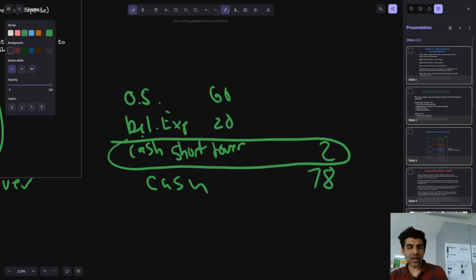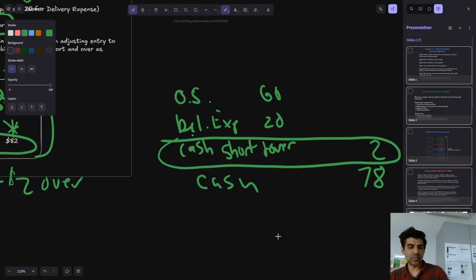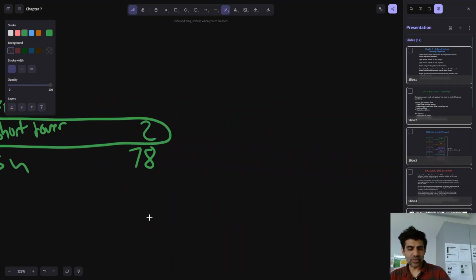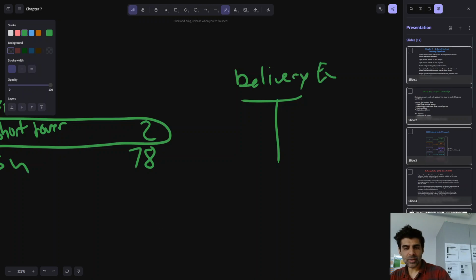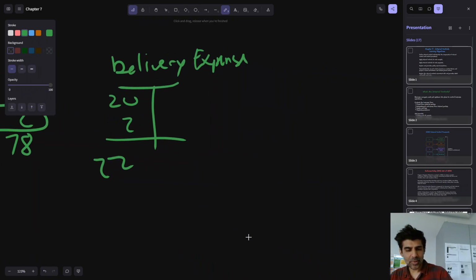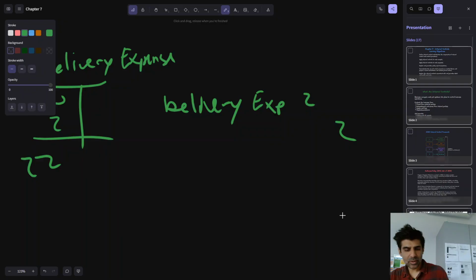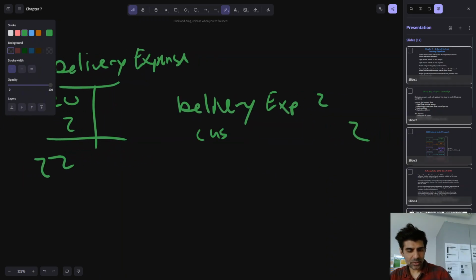So let's say we found out that the delivery expense was actually $22, right? So right now delivery is at 20, should be 22. That means we need to debit it $2 more. So what we would do is basically debit delivery expense $2 and credit cash.